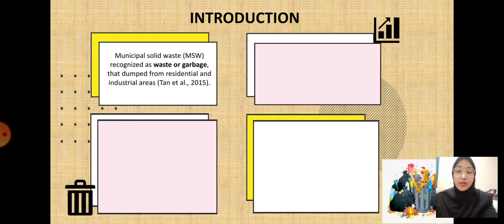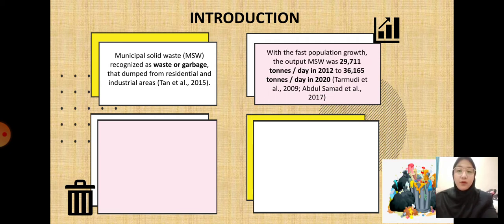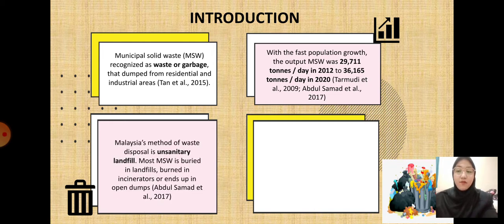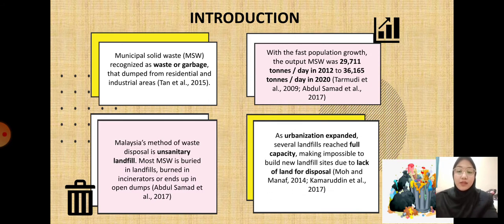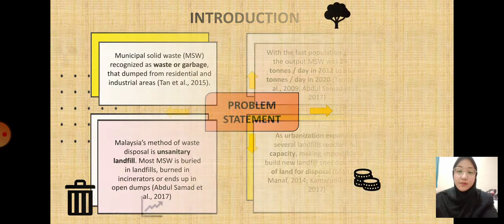So for the introduction, MSW is recognized as waste or garbage dumped from residential and industrial areas. With fast population growth, the output of MSW increased from 2012 to 2020. Malaysia's method of waste disposal is unsanitary landfill. Most MSW is buried in landfill, burned in incinerators, or ends up in open dumps. As urbanization expanded, several landfills reached full capacity, making it impossible to build a new landfill site due to lack of land for disposal.